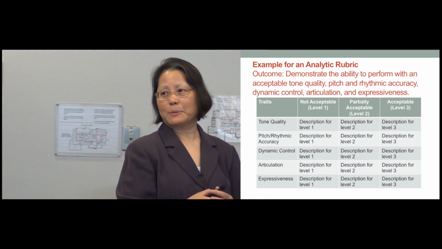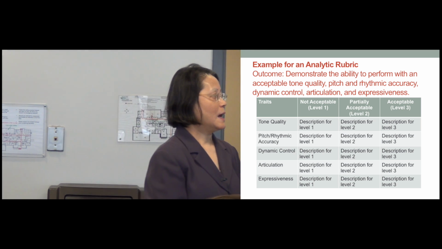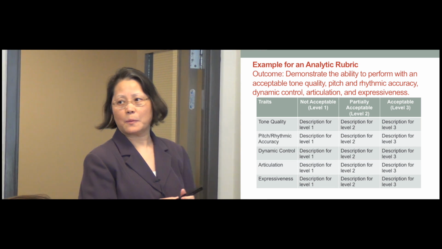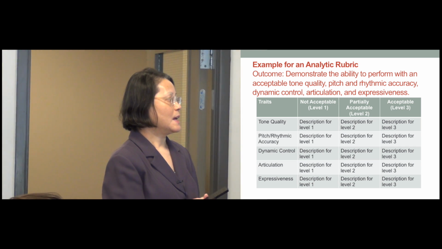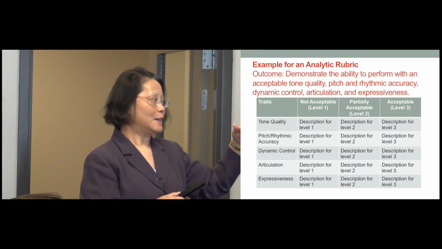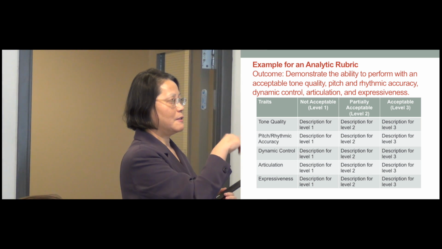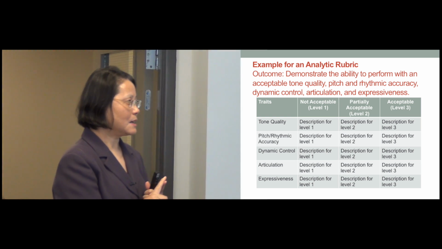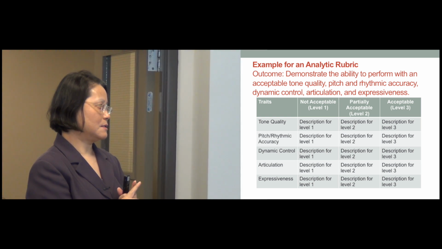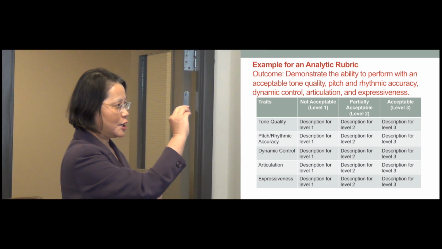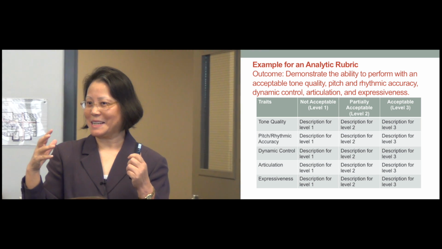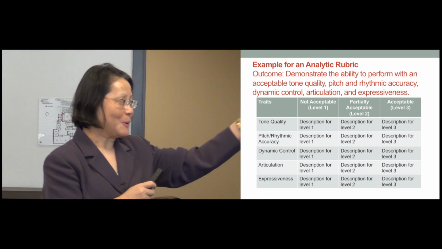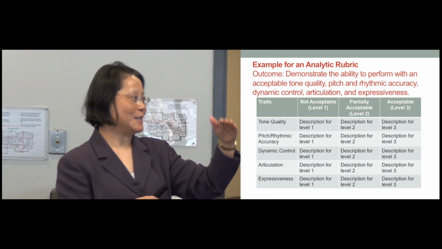Now, this is the example for analytic rubric. In this situation, we just put all those traits, dimensions on one side. Then for each of these criteria, we have set up 3 levels. The first level is not acceptable, second is partially acceptable, and the third is acceptable. Since I'm not an expert in this area, I don't want to mislead you, so I just say description for level 1, description for level 2, description for level 3.